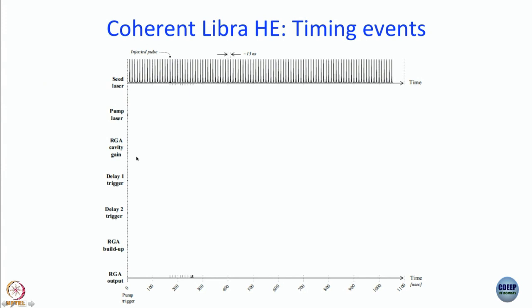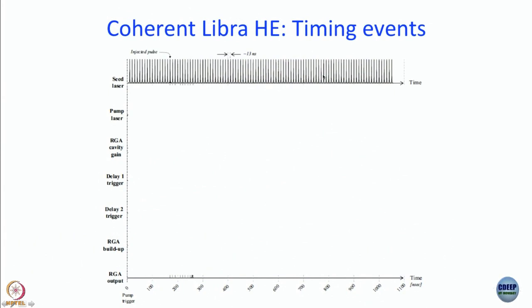I just copy pasted from the manual. Okay. So, first of all, you have something that looks like a comb, right? That is your output of the oscillator, 80 megahertz, so the pulses are very, very close. Next, what happens is you pump the amplifier, right?